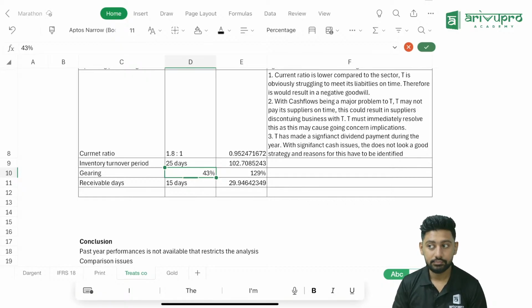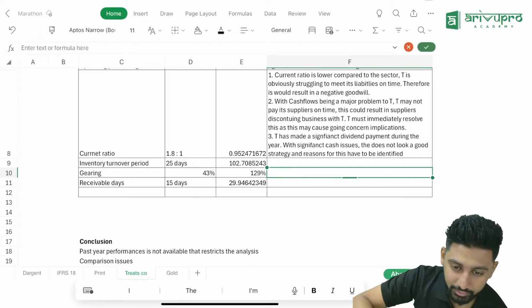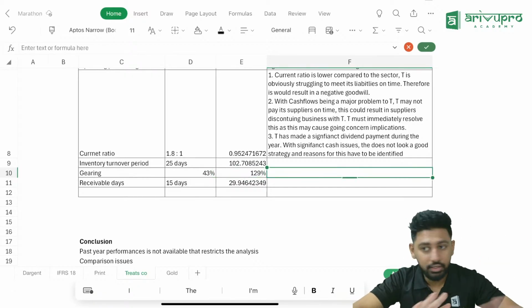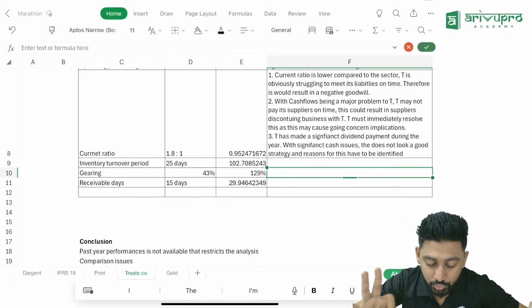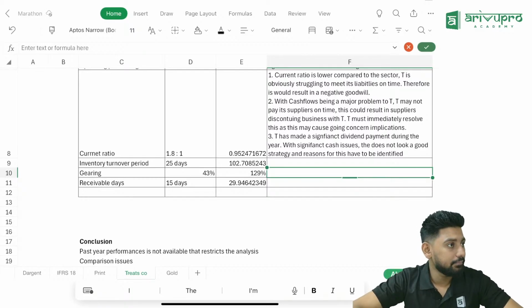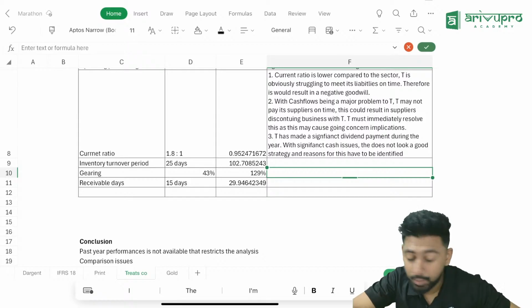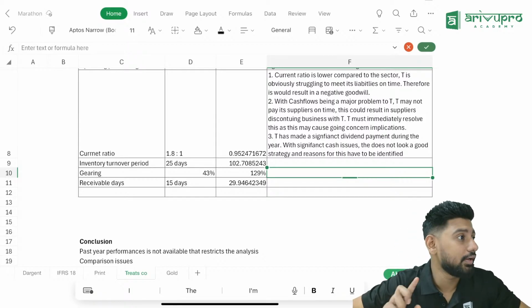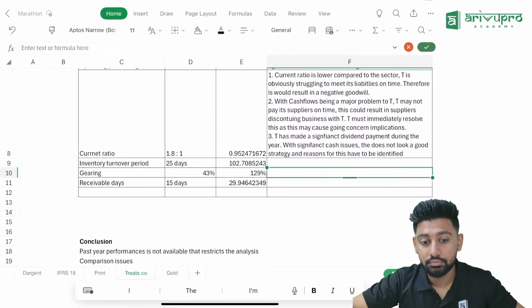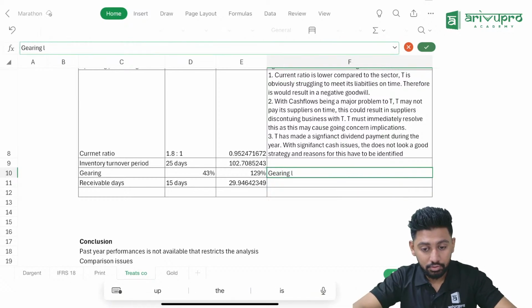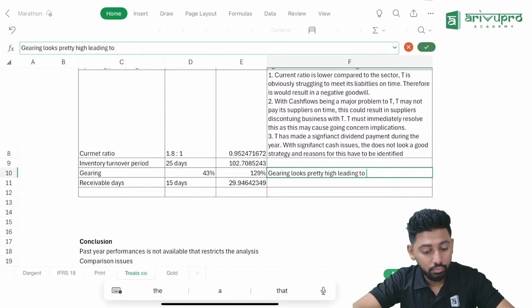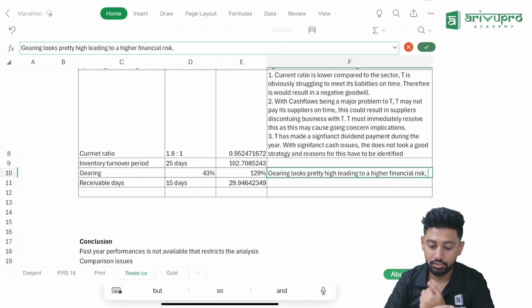Are we clear? So in the exam, I'll immediately get to this point and say, hey, look, gearing looks very high. So the financial risk is very high. There are problems with liquidity. So I do not know what is going to happen. So I have to immediately resolve this matter. Gearing looks pretty high, leading to a higher financial risk.